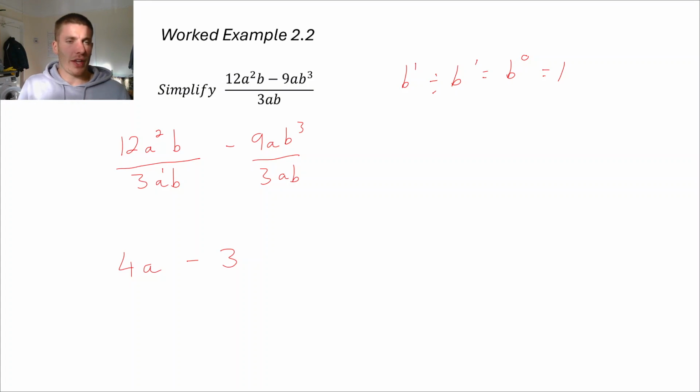You've then got b cubed divided by b to the 1, take away the powers, 3 take away 1 is 2, so we get b squared. So 4a take away 3b squared is the answer. Okay, hopefully that made a bit of sense.